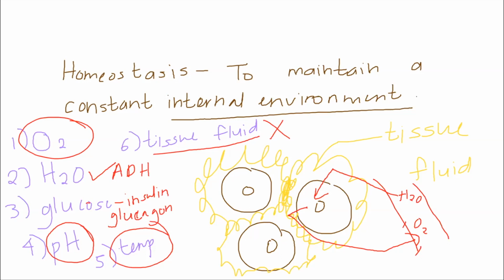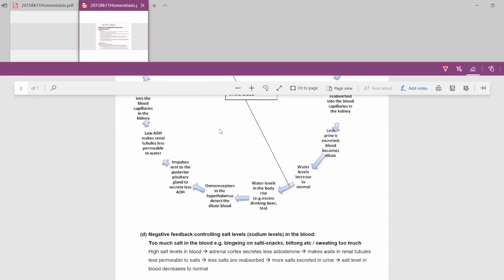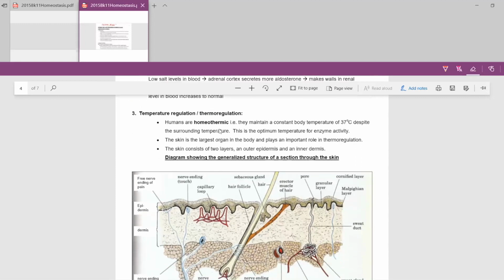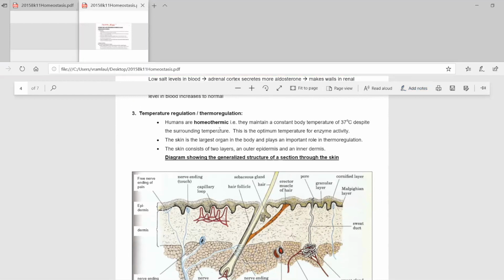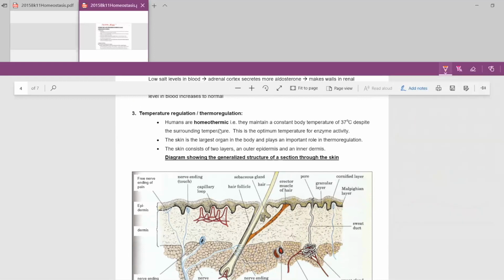So I'm going to move now to the big section, and that is thermoregulation. So thermoregulation is controlling the amount of temperature, controlling an organism's temperature. And what you need to know is we humans, we are homeothermic. Our body temperature remains constant. So we have a constant body temperature.